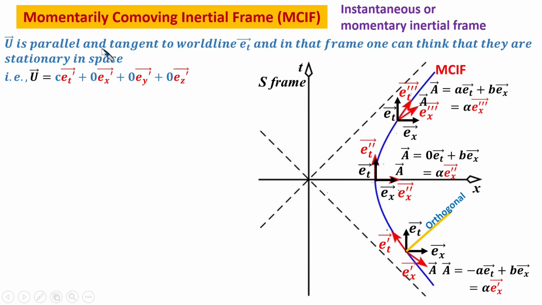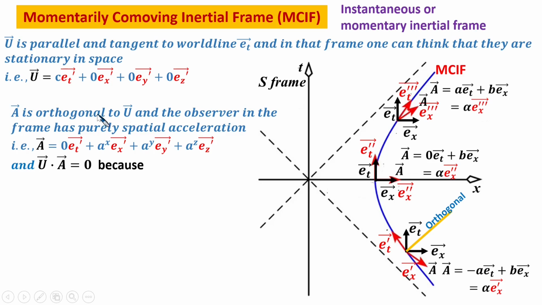So here the velocity is parallel and tangent to the world line, and I represent it by this basis vector Et. So this is tangent to this world line and parallel locally, and in that frame one can think that they are stationary in space, because we are considering this momentarily; these are all inertial frames. Since it is stationary in space, I can write the velocity as only this time component, and the components in the spatial basis vectors are 0. So here we will show that A is orthogonal to U, and the observer in the frame has purely spatial acceleration. That means it has only the spatial component but not the time component. Time component is 0 here.